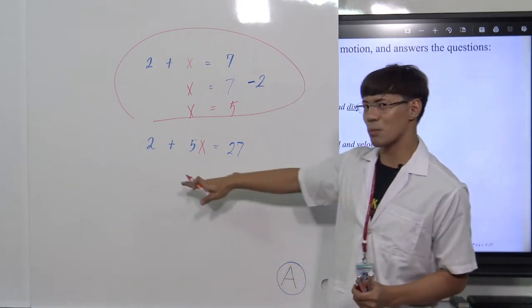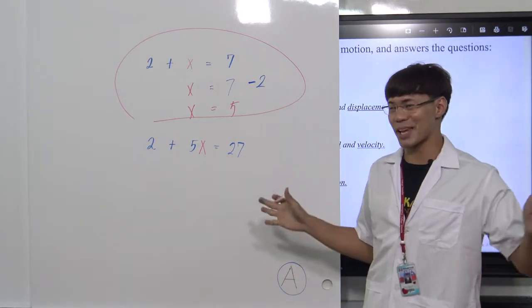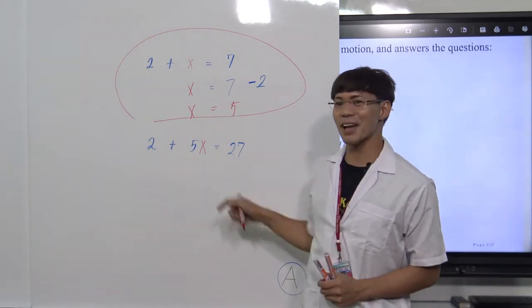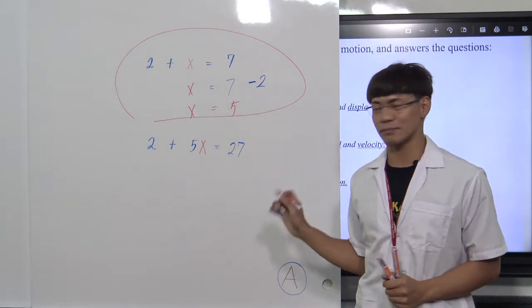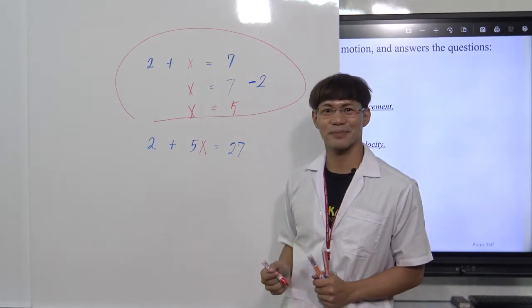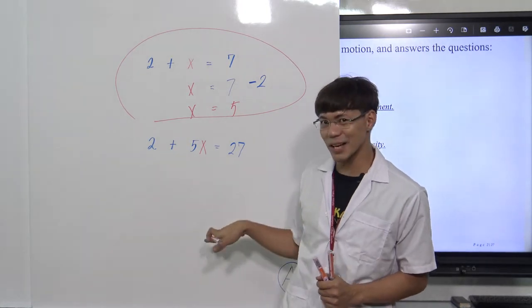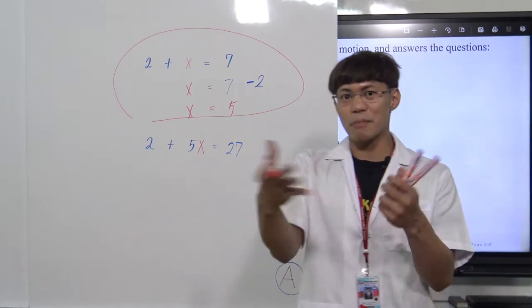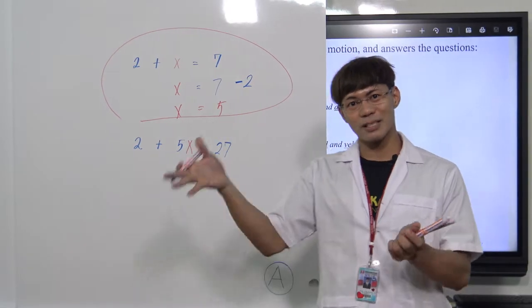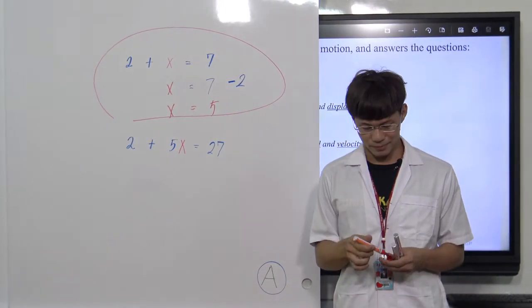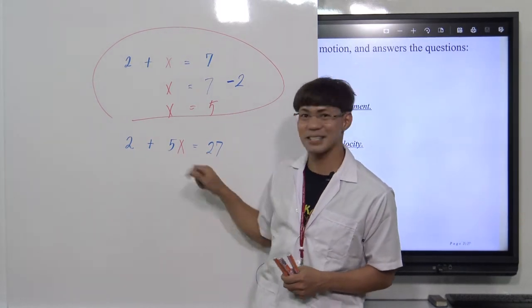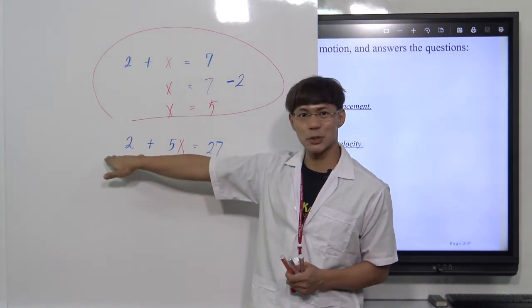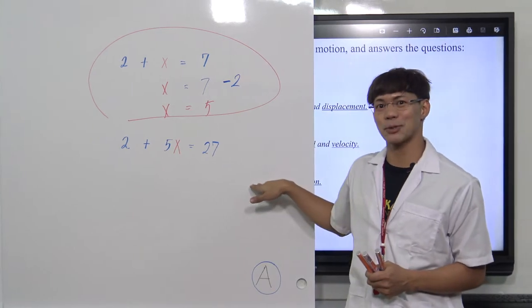Let's move on with something more complicated. It's not that complicated though. 2 plus 5x equals 27. What number should we move first? 2 or 5? In finding the value of x, we always move the plus or the minus before we move the times and the divide. In this case, we move the plus 2 before the times 5. This is plus 2. It becomes minus 2.